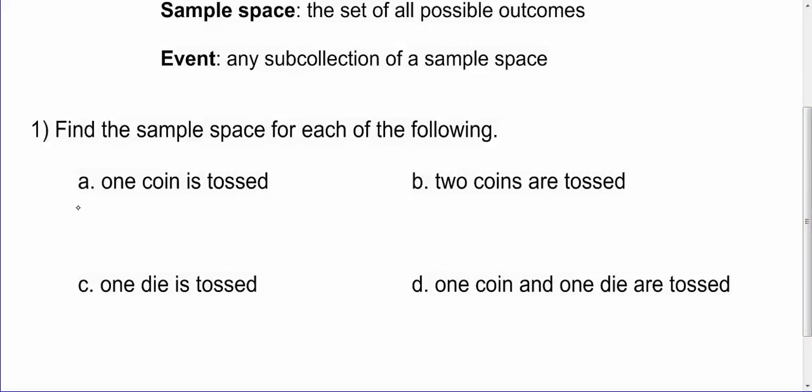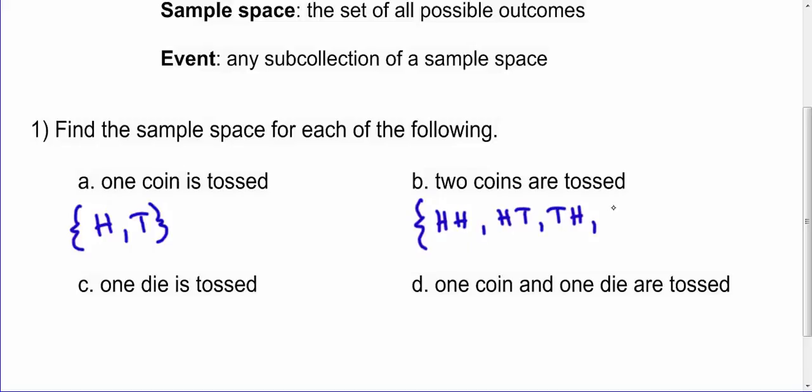One coin is tossed. Well, when we toss a coin, we have two options, heads or tails. And that would be it. But if we toss two coins, that opens up some extra possibilities. We could get heads and heads. We could get heads and tails. We could get tails and heads. Or we could get tails and tails.